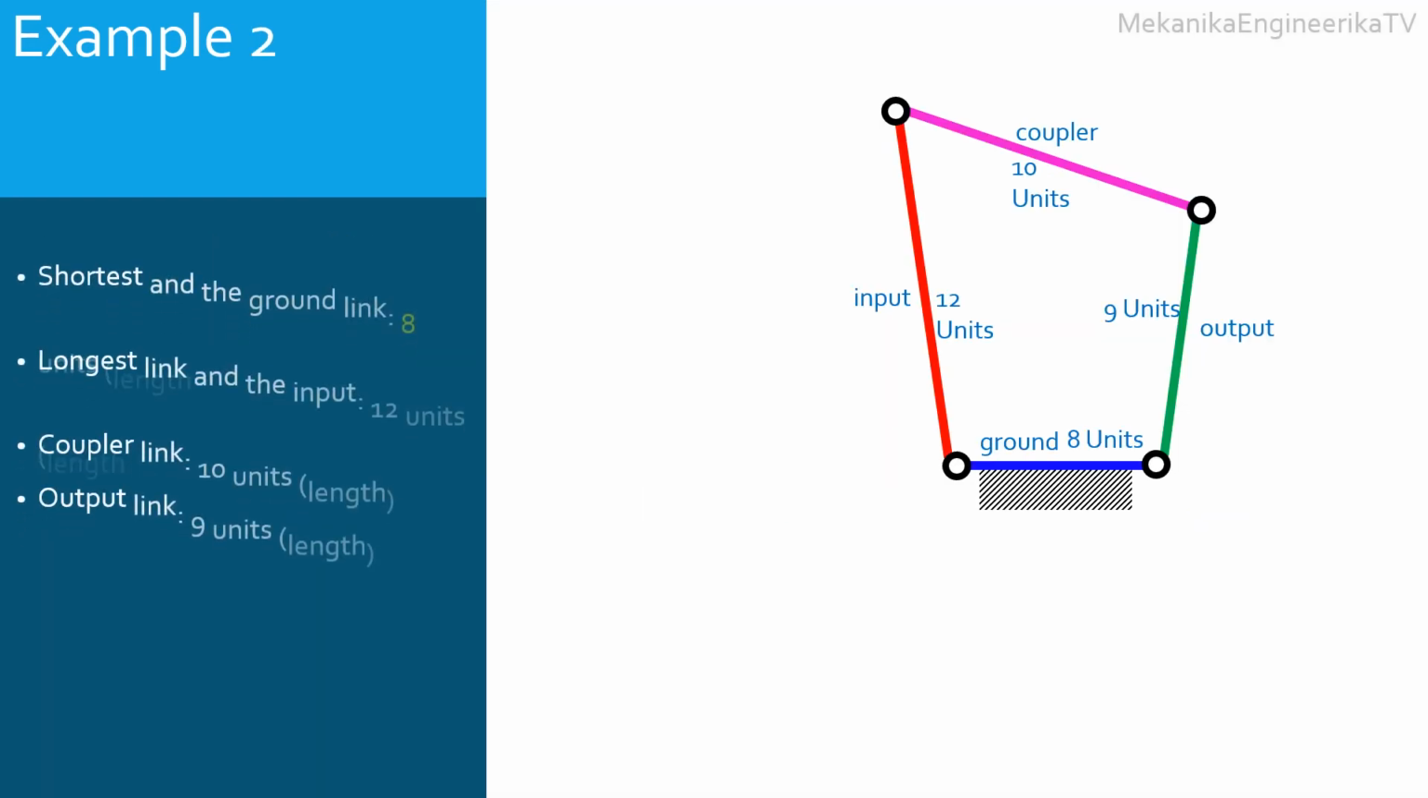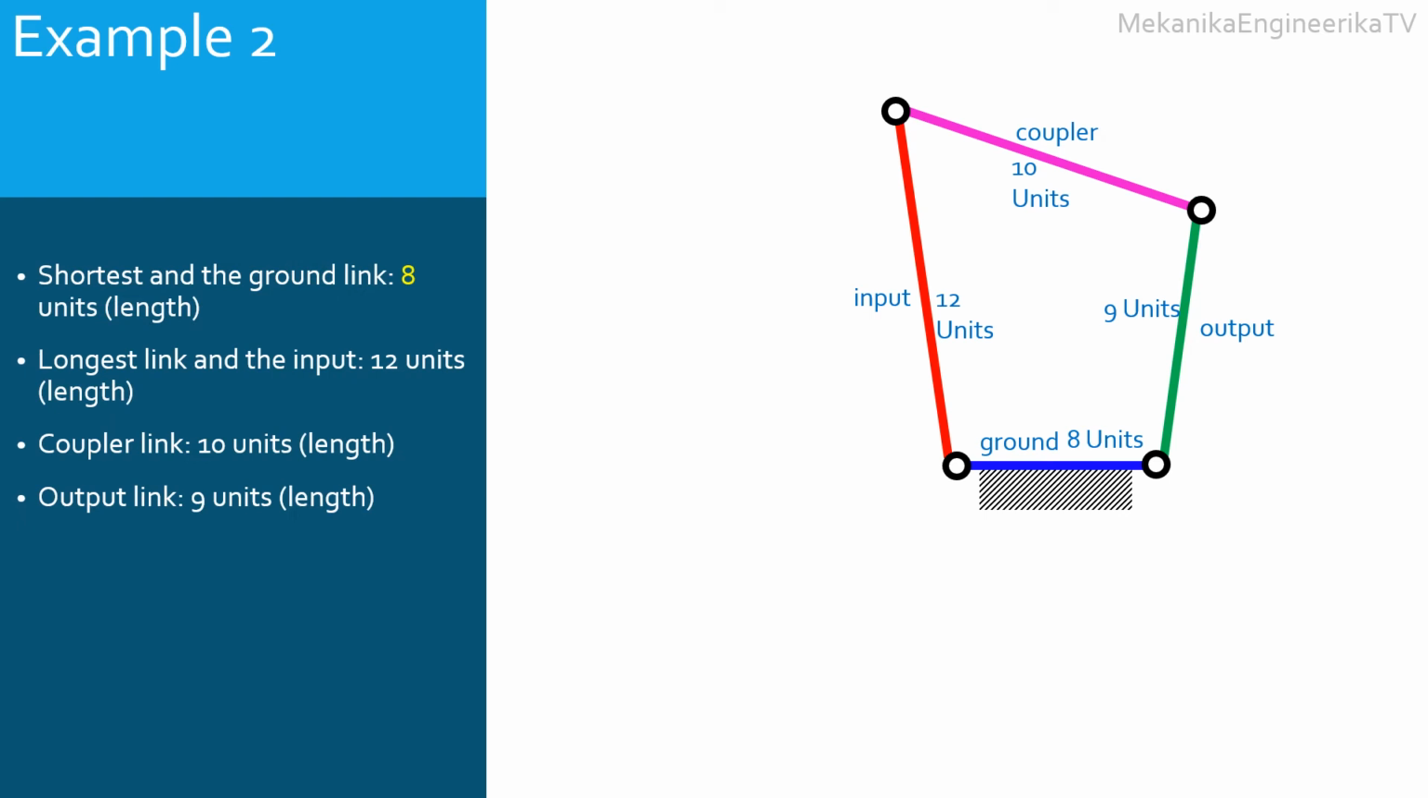In this second example, we modified the 4-bar mechanism of the first example, by increasing the length of the shortest bar from 5 units to 8 units. So now the shortest bar is 8 units. The longest bar is 12 units. The two other bars are 9 units and 10 units.